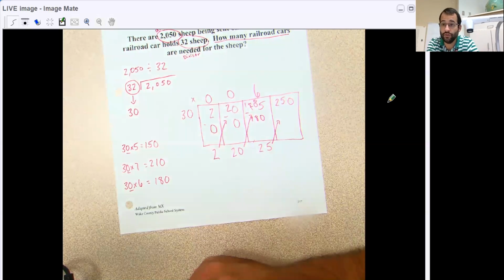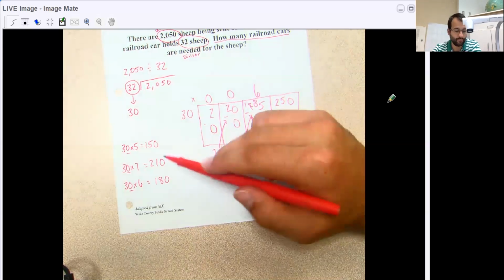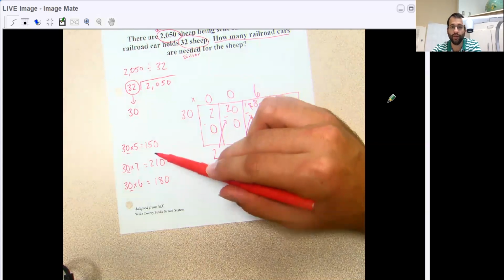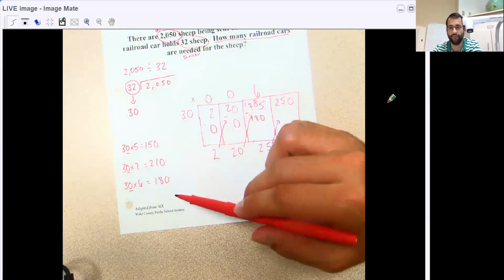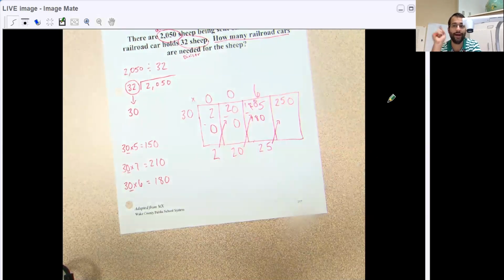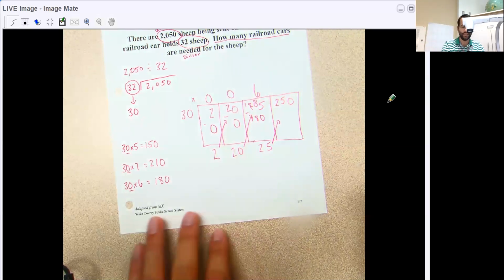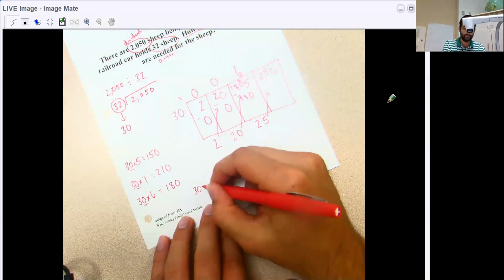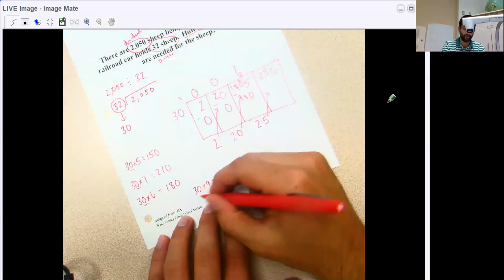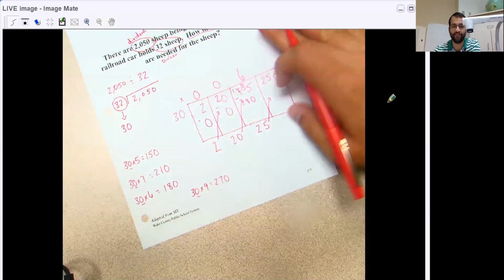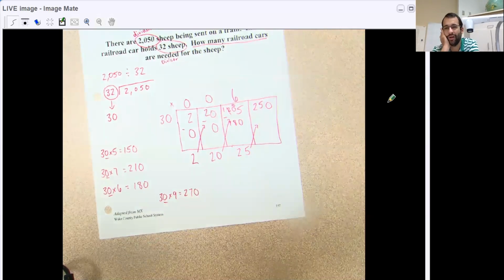Now here's the good news. I already have some numbers over here that I can work with. Well, none of those are 250, so I need to go a little bit higher. So I'm going to try 9. Let's see what 9 looks like. 3 times 9 is 27. Add a 0 for 270. Why does that not work?